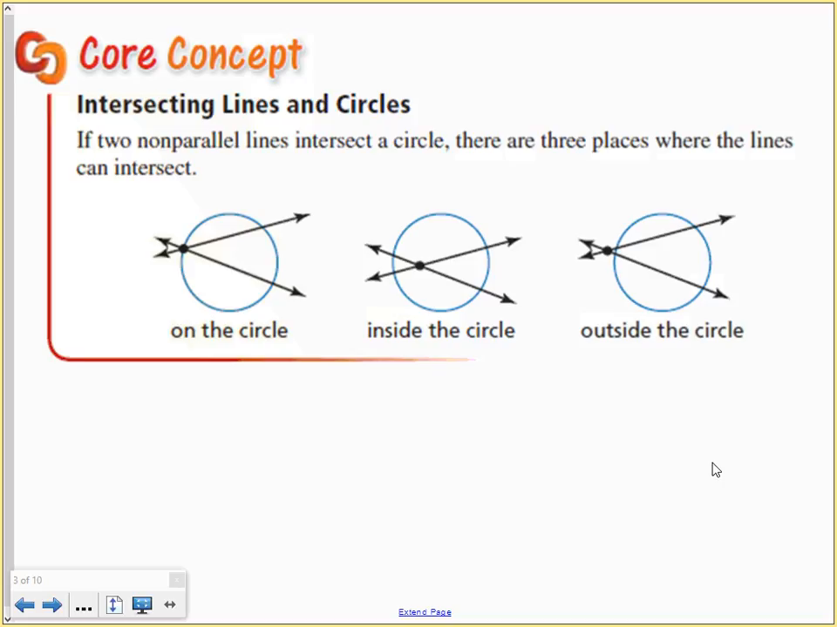They could intersect on the circle, like this one, and this is what we did yesterday and what we did just now. So if they intersect on the circle, and let's just say this is 40 degrees, then the arc across from it would be 80. The arc is double the angle. They could intersect inside the circle, like the middle picture, or they could intersect outside the circle, even though this picture looks like it's barely on the outside, it is. These are going to be our 2 new scenarios today.